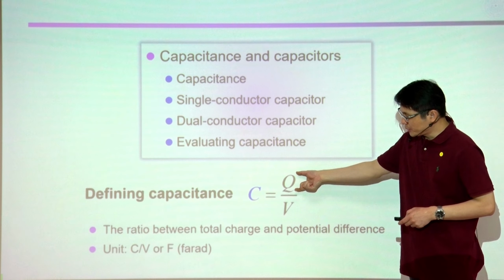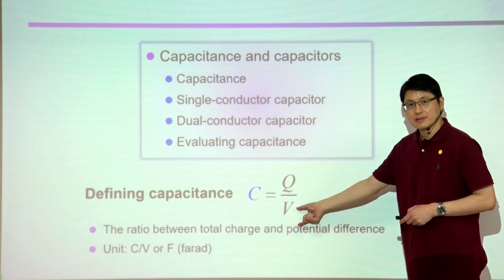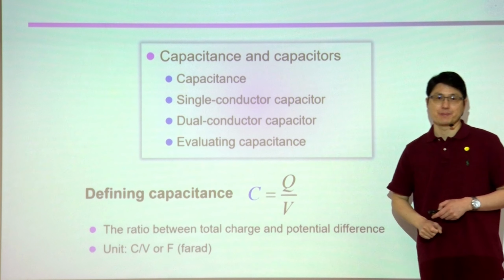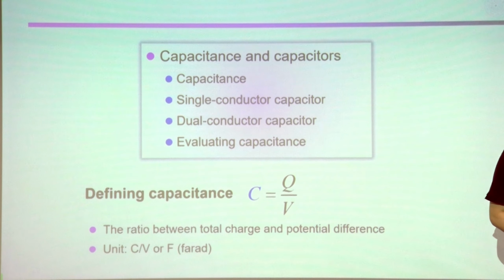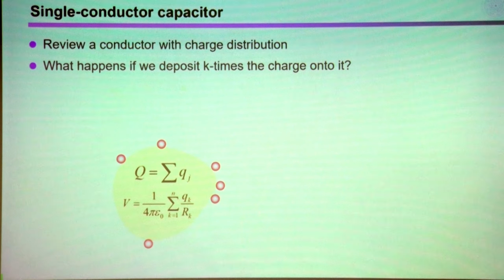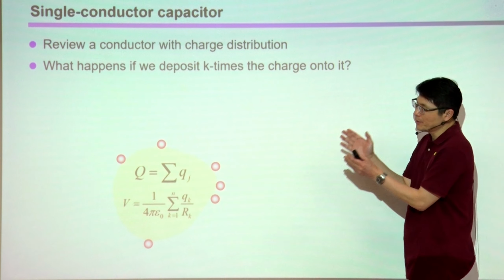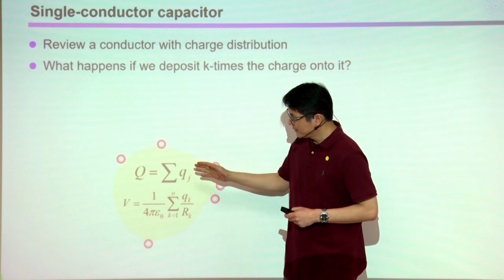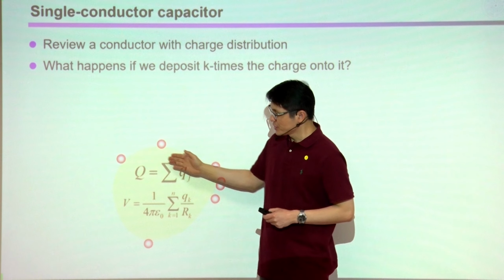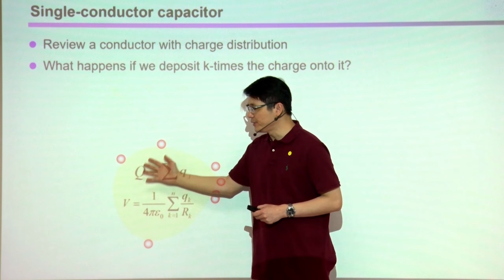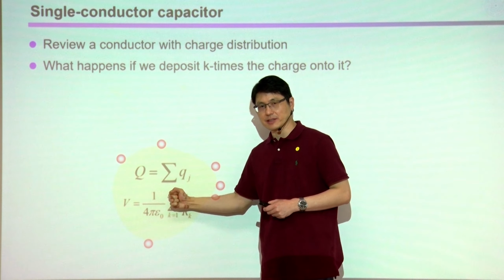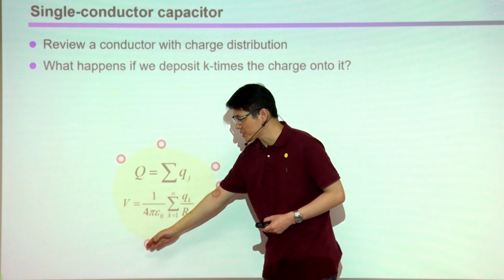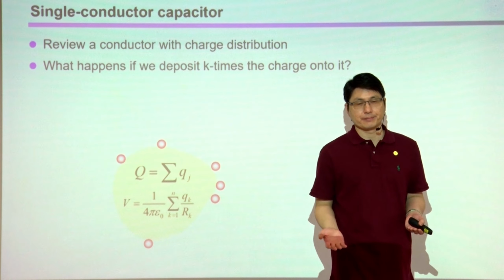the amount of charge divided by the potential set up by these charges. Okay, so what does that mean? Well, let's take a look at a single piece of conductor. Again, we're dealing with a perfect conductor, so no field allowed inside and no charges are allowed inside the conductor. But you are free to have depositions of charges on its surface.